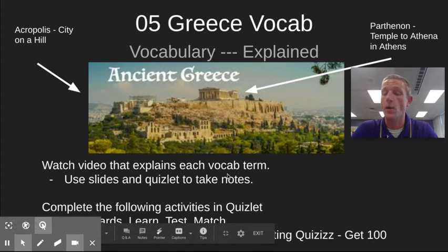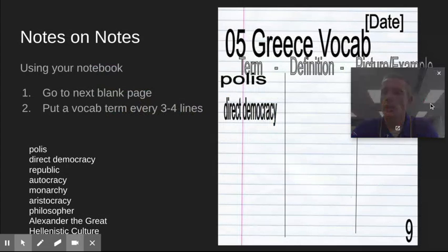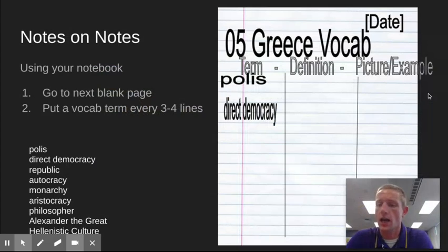All right, as always, have your notebooks ready. You're going to take notes on the vocab and take a look at what we need to know about ancient Greece, from about 1000 BCE to around 300 BCE. First things first, in your notebooks, don't worry about the page number, but we want to take a look at term, definition, picture or example. Give yourself enough room. We've got just a few words here. This will probably take about 1 to 2 pages.